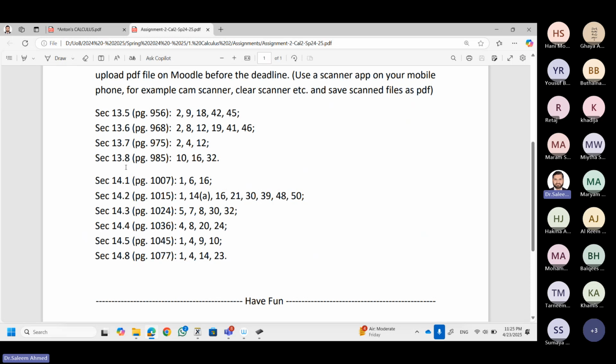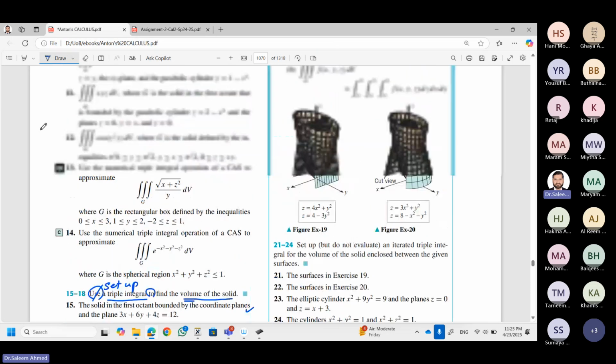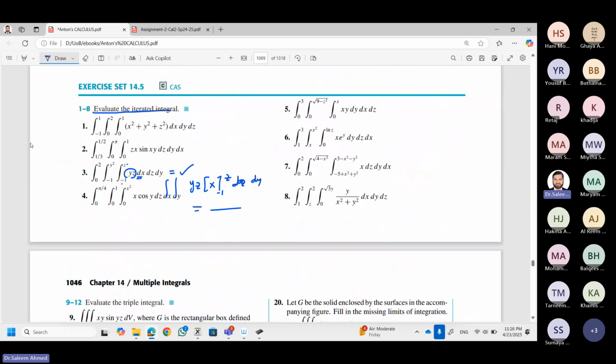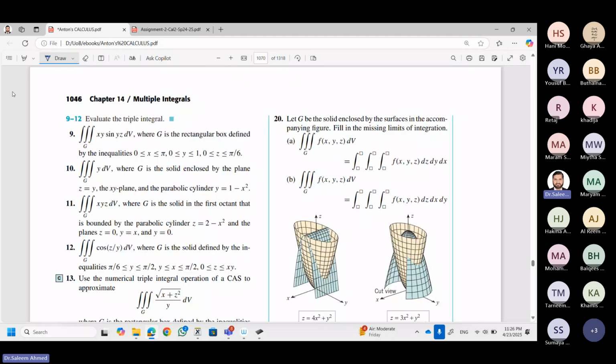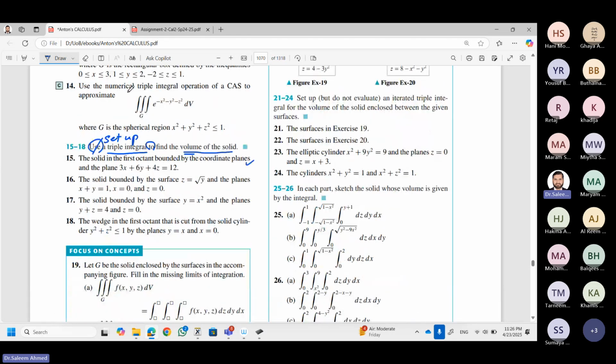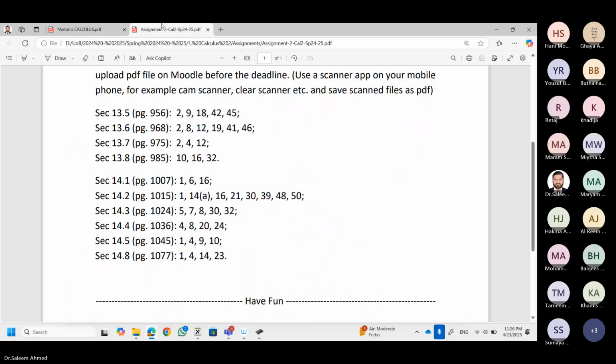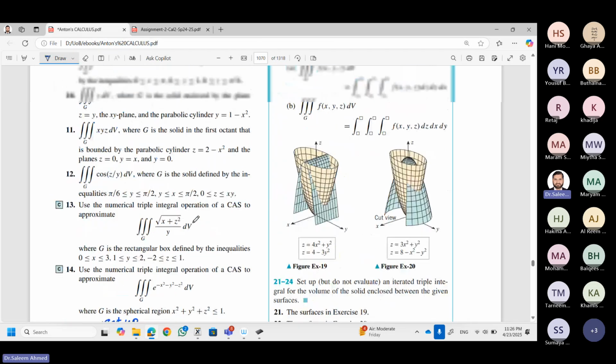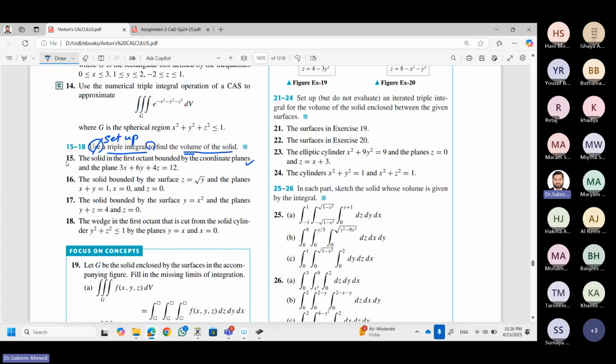So here I think I wrote 1, 4, 9, 10. So 1, 4 is simply the integration. Limits are given. You can integrate. 9 has constant limits, so very easy: 0 to pi, 0 to 1, 0 to pi by 6, not an issue. But 10 has variable limits, and 15, 16 also have variable limits, right?